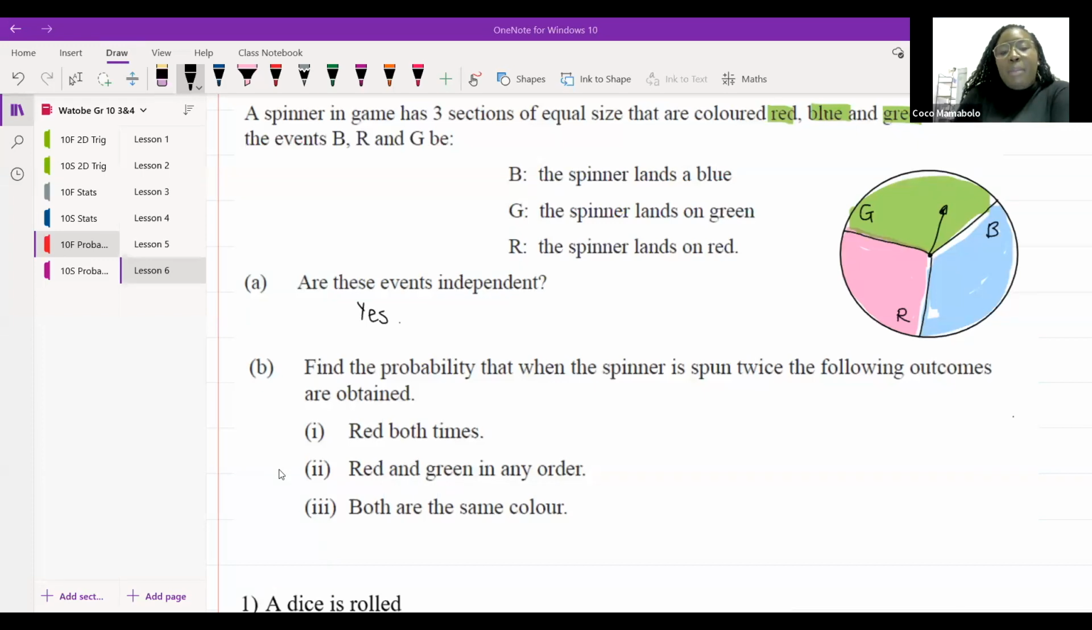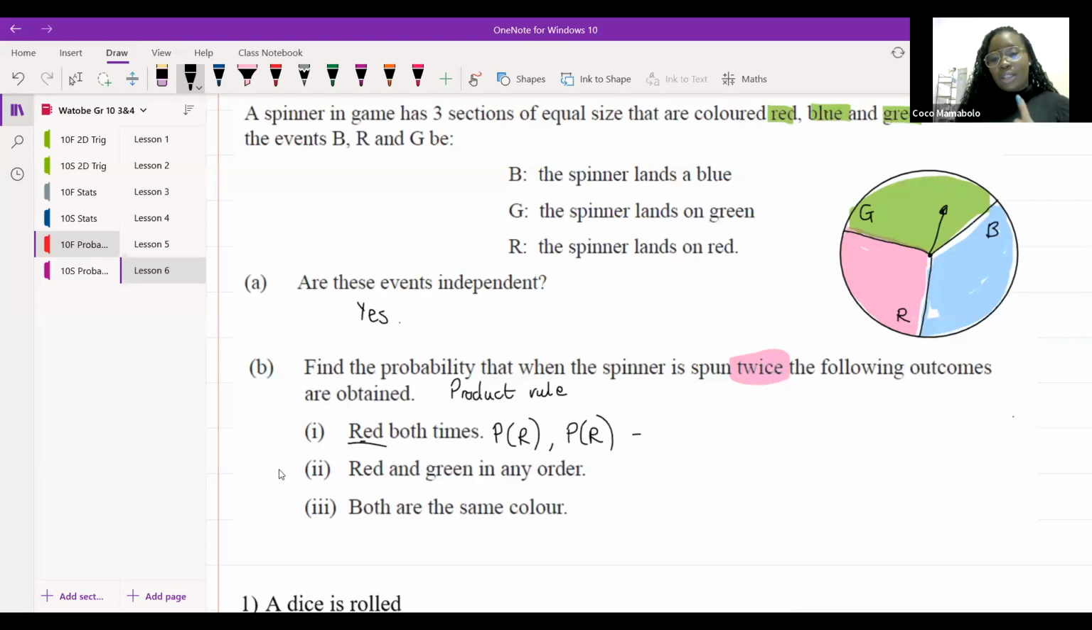Find the probability that when the spinner is spun twice, the following outcomes are obtained. So what would happen if I spin the little hand and it lands on red both times? So we're going to look for the probability of red and then the probability of red. Now, be very careful, Keegan. Don't just say that, because we're not actually adding. We're talking about dependence and independence. We must use the product rule. We're looking for the product rule. Because we're talking about dependence and independence, we must use the product rule.